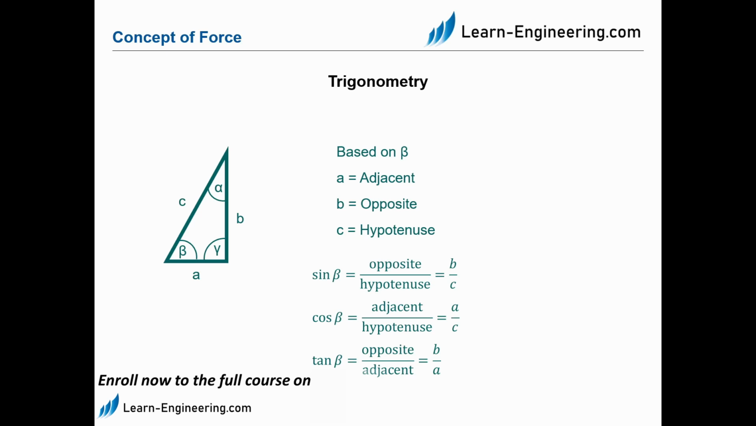If we would consider the angle alpha instead of the angle beta, the side a would be the opposite, b the adjacent, and c remains the hypotenuse.